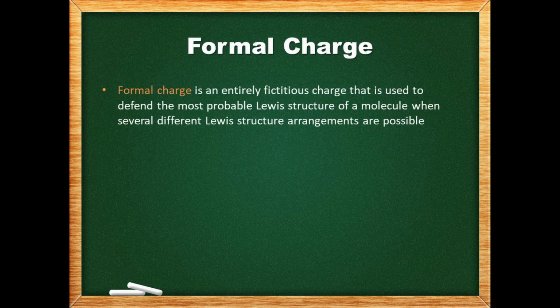Our last topic of discussion will be formal charge. This is an entirely fictitious charge that is used to defend the most probable Lewis structure of a molecule when several different Lewis structure arrangements are possible. The formal charge on an atom in a molecule is the charge each atom would have if all bonding electrons were shared equally between the bonded atoms.